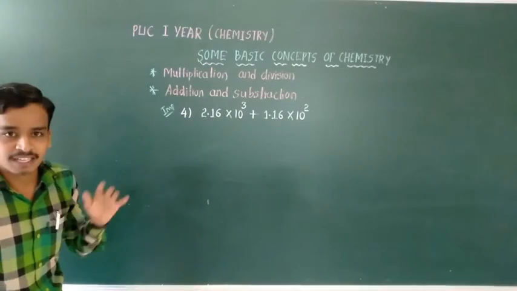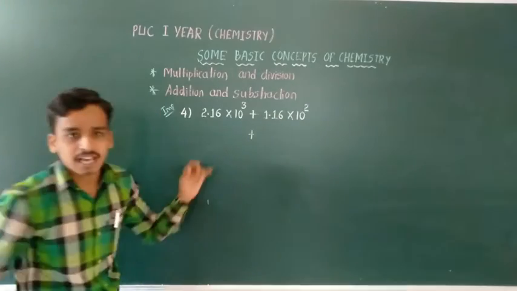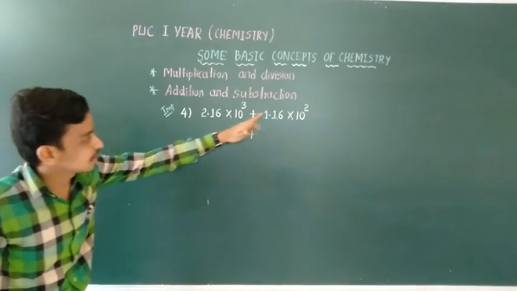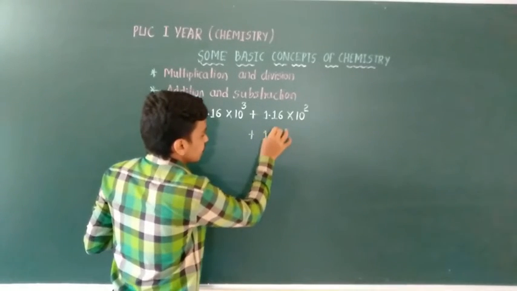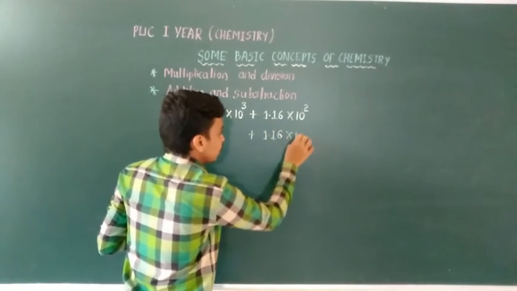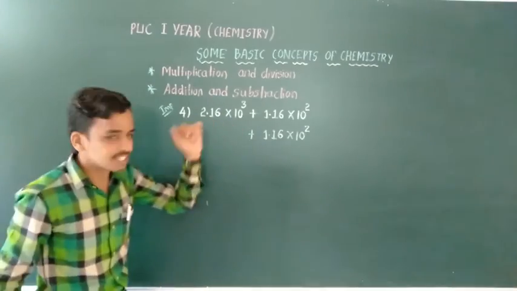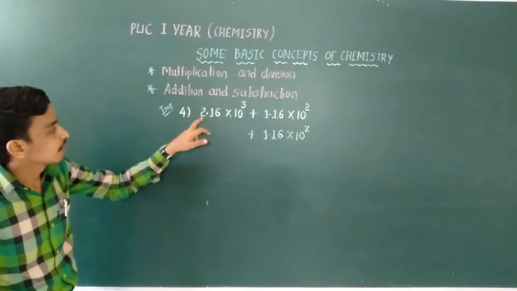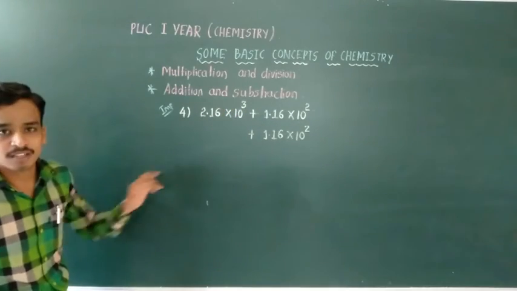Okay, let us observe which method I am going to use now. The second number I will write without any changes, as it is, that means 1.16 into 10 to the power of 2. But the first number is quite important. Here it is 2.16 into 10 raised to 3. Okay, this concept you already know.